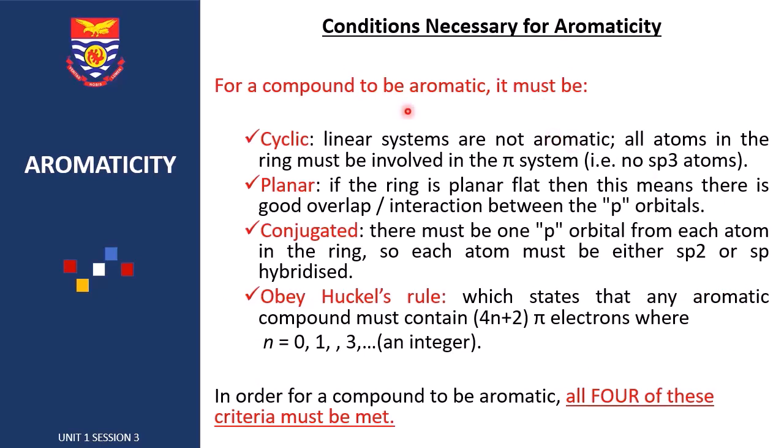So, to sum it all up, for a compound to be regarded as an aromatic compound, it has to be cyclic, it has to be planar, it has to be conjugated, and it has to obey Hückel's rule of 4n plus 2 pi electron system. If a compound is unable to meet all these four criteria, we don't consider the compound as an aromatic compound.